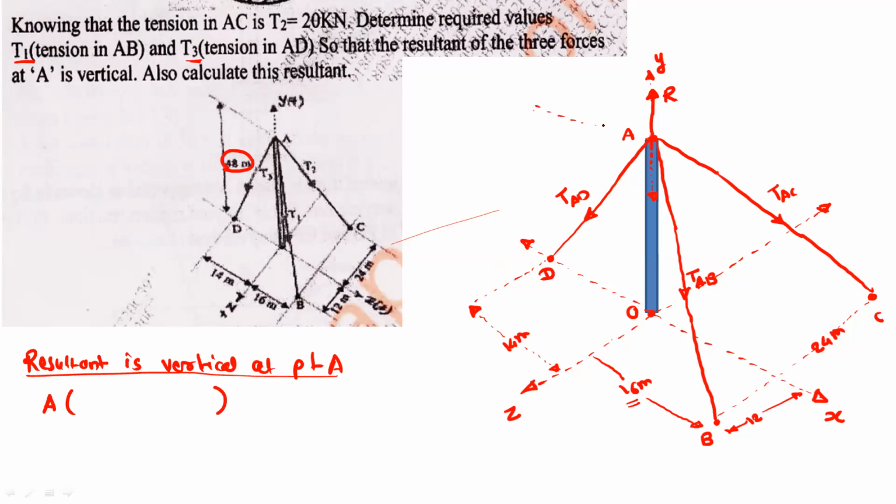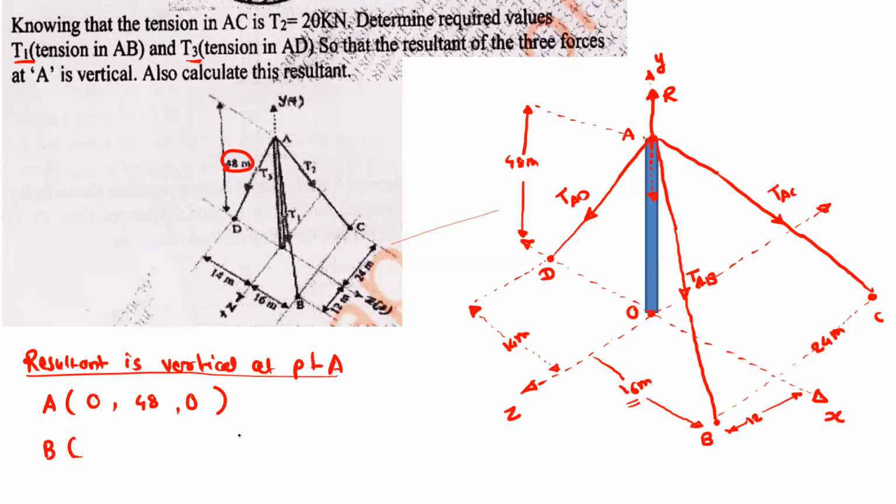So this height of the column is given. It is equal to 48 meter. Point A is on the y axis only, so its remaining two coordinates, z and x, will be 0. So x is 0, z is 0, and y is plus 48.